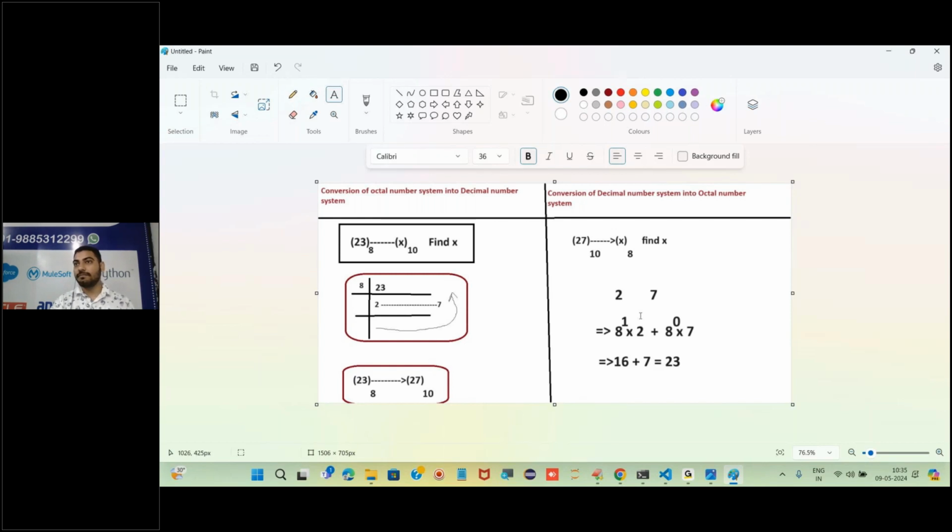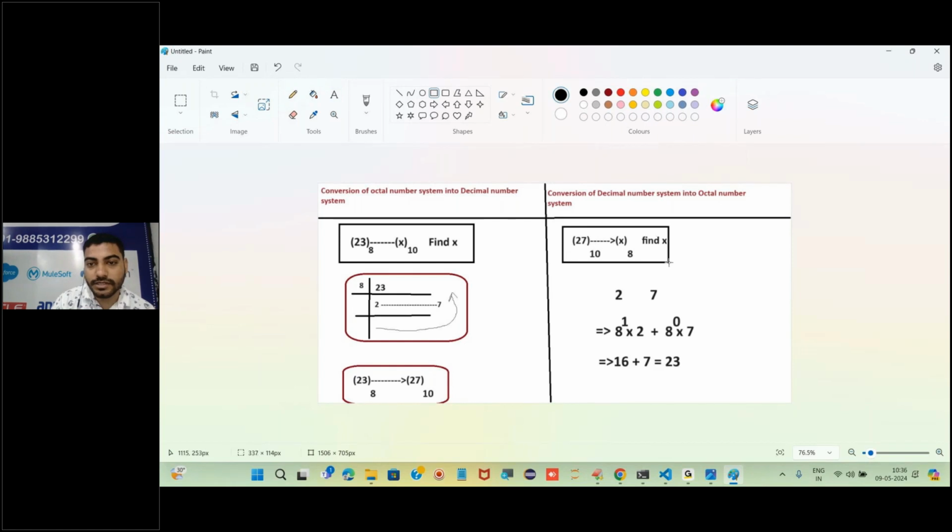What we have done for binary and decimal, similarly we have done here. Same thing we have done here, right? Basic changes, only the base changes. Base there was 2, here it is 8. Everything is the same here, right? So this is what you can consider the conversion of decimal number system into octal number system, right? Are you getting it, everyone?